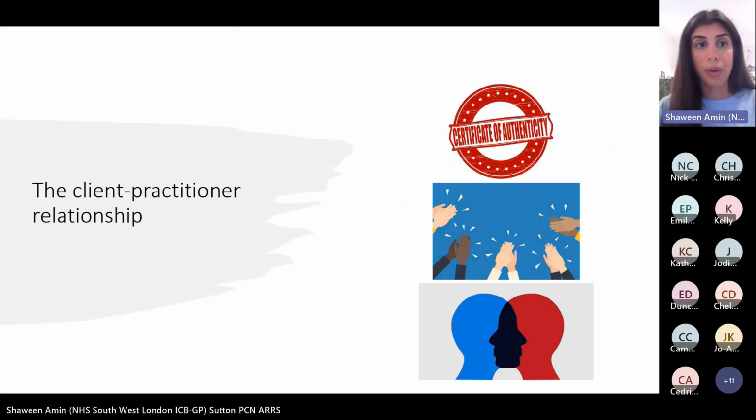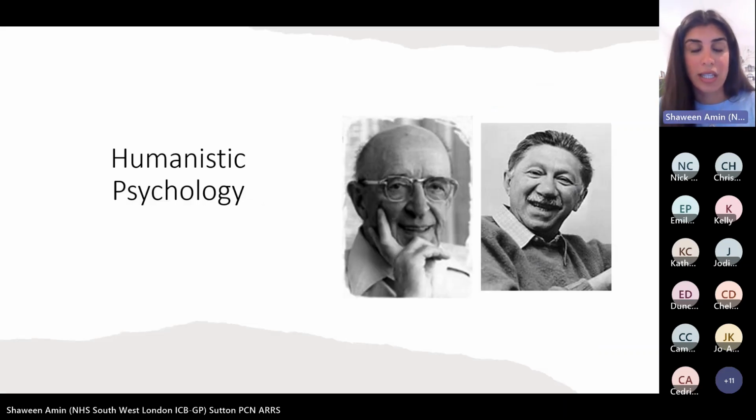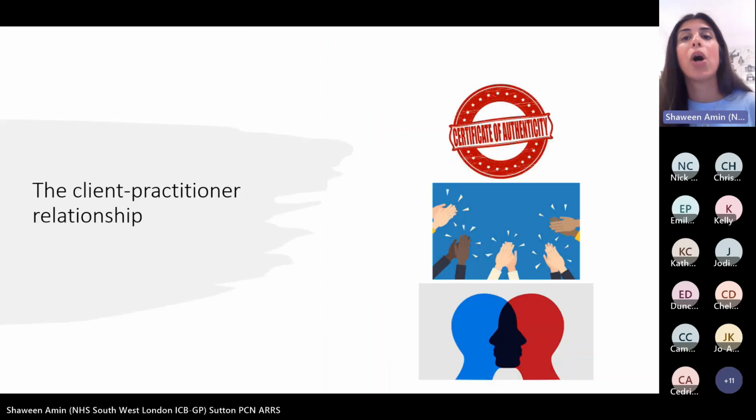Basic concept number 2, the client-practitioner relationship. So this is all Rogers. Rogers is this man here on the left. And Rogers talks about person-centeredness. And really key in person-centeredness is that people are the experts. Humanistic psychologists believe people are the experts of their own lives. They know what will work best for them.